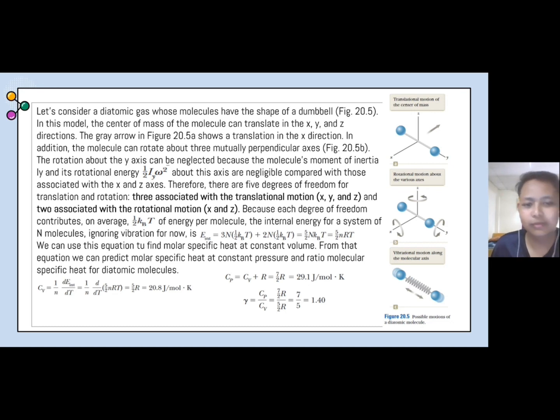The grey arrow shows the direction where the rotation happens, only in the X and Z axes. The Y axis can be neglected because the molecule's moment of inertia and rotational energy about the Y axis are negligible compared with those associated with the X and Z axes.